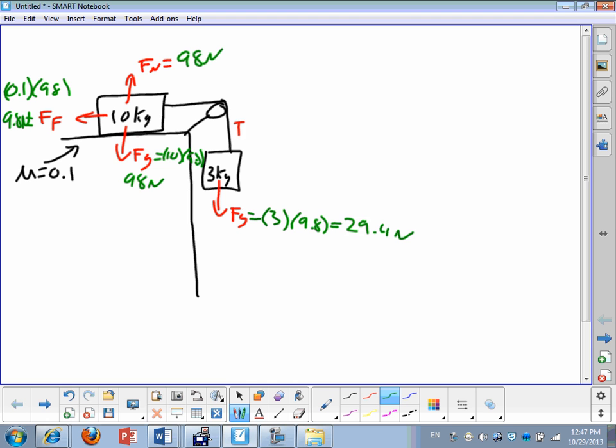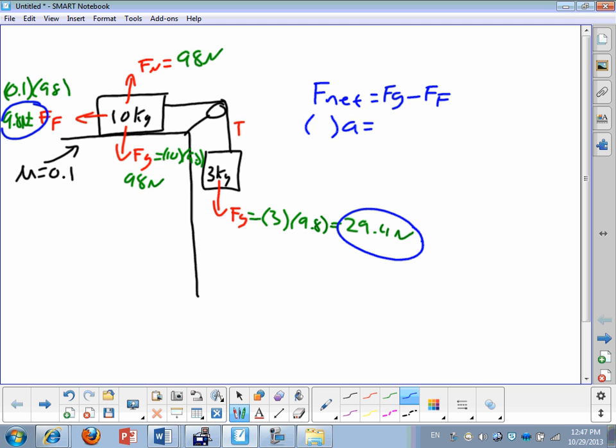First thing I want to figure out is what the force net on this entire system is going to be. I think about all the forces pushing to the right and down, and all the forces countering that motion. So my force net in this case is my F gravity of my 3 kilogram object, minus my force friction on my 10 kilogram object. Force net is going to cause the mass to accelerate. My force gravity down is 29.4 newtons. My force friction back is 9.8 newtons.